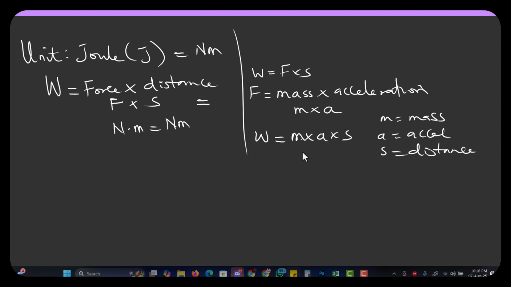Now, with this, let me see if I can get my basic unit using this formula. Now, the unit of mass is kilogram. I write kilogram times the unit of acceleration, which is what now?